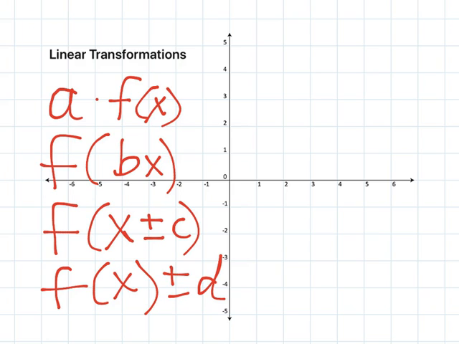So basically this first one says I multiply the whole function by a, whatever that is. The second one here says I multiply just the x inside the function by b. This third one here says I add or subtract c from x inside the function. And this last one says I add or subtract d at the end of the function. And I'll explain all those shortly.